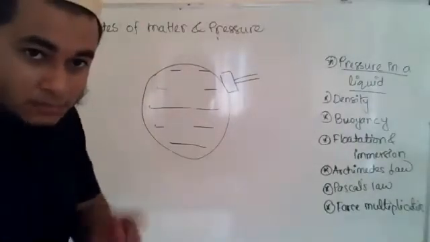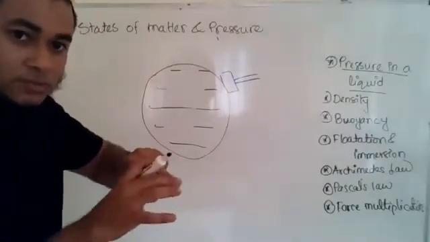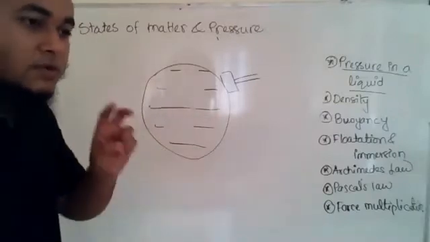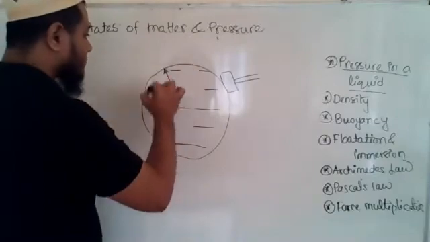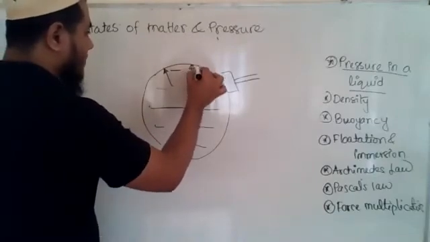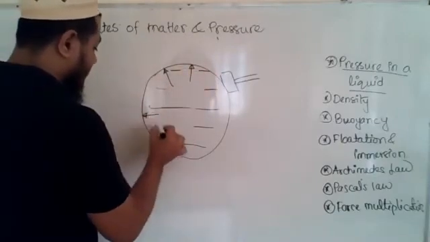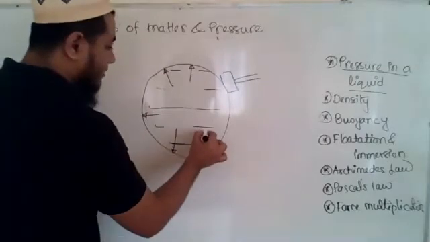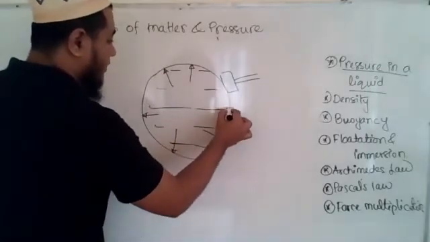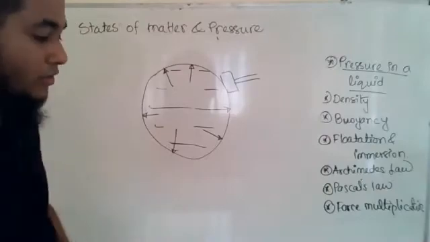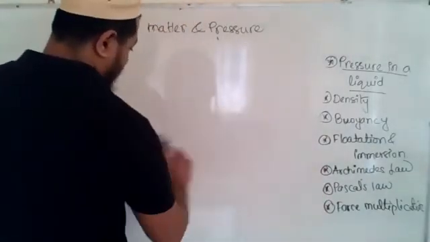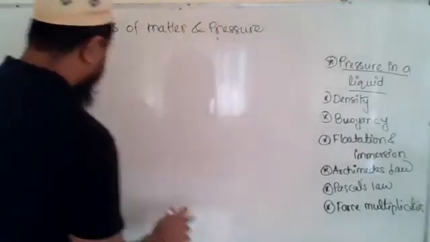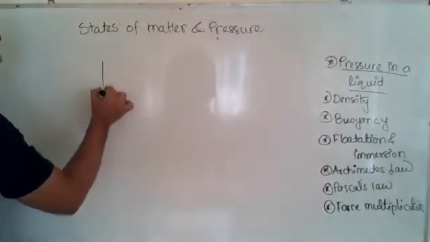Number 1 point is it will be equally transmitted in all the sides, and number 2 point is that it will act perpendicular on the surface of the container, or on the wall of the container, perpendicular to it, okay. So that is the number 2 point. Now based on this, we develop a machine that is generally known as hydraulic press.